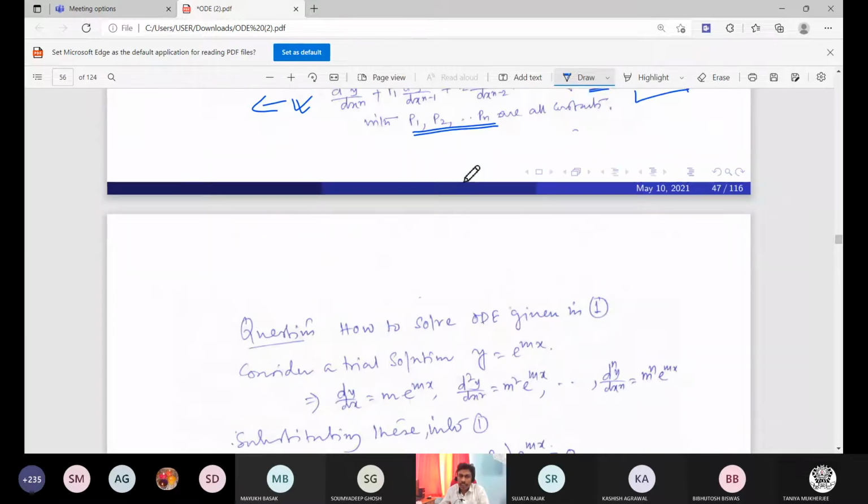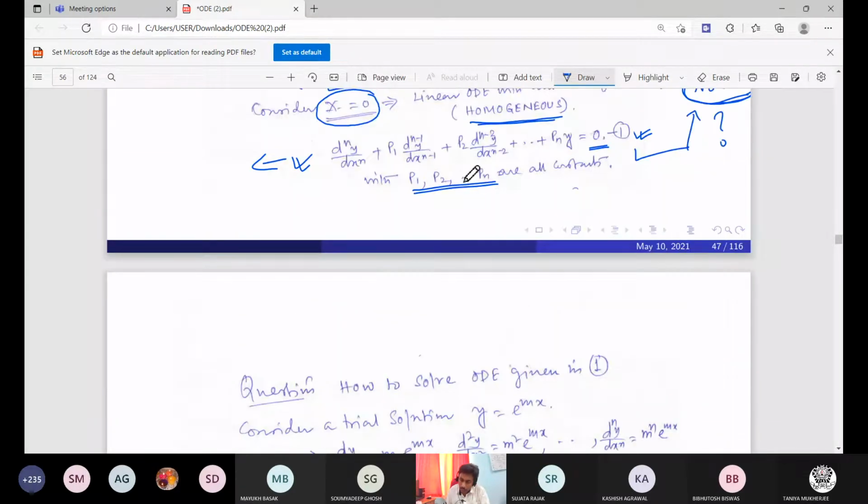So the question here is how to solve this equation 1 that I have stated here. This is homogeneous in nature. I am again repeating.